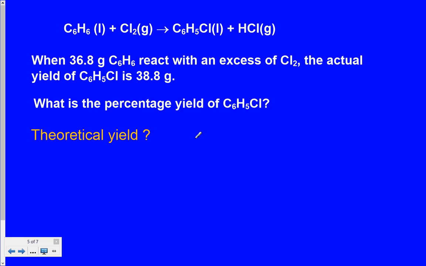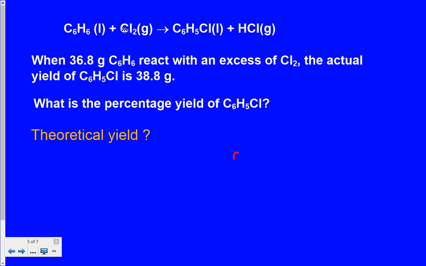Okay, so here's a problem we have. Up here is benzene. Benzene reacts with chlorine to form chlorobenzene and HCl, hydrochloric acid, but it's just HCl in a gas form. And the typical thing is if you have 36.8 grams of this benzene reacts with an excess of chlorine.